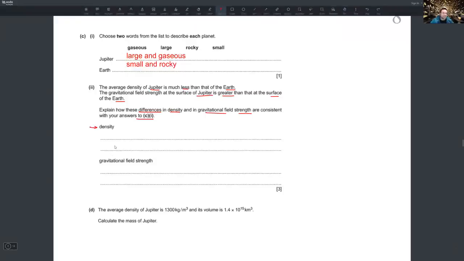Second, gravitational field strength. He says the gravitational field strength of Jupiter is greater than on Earth. Jupiter is large and Earth is small, which means Jupiter has more mass, whereas Earth has less mass.